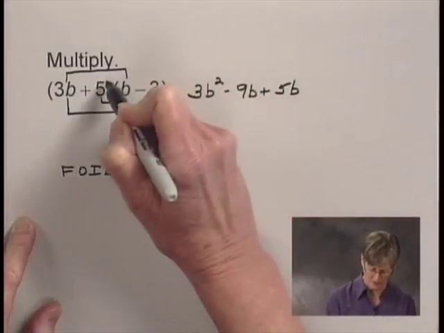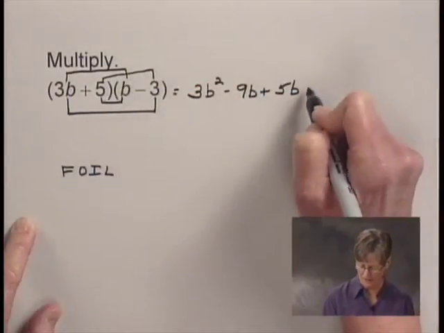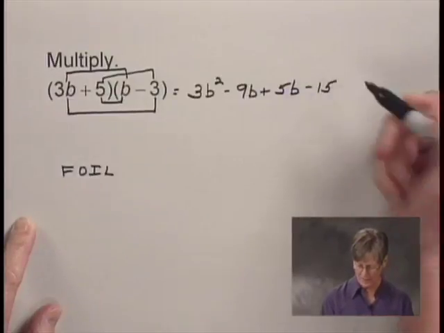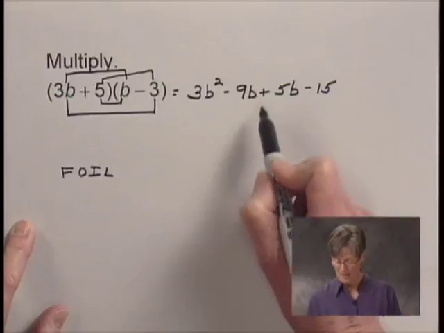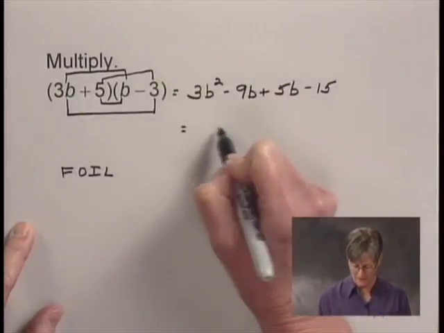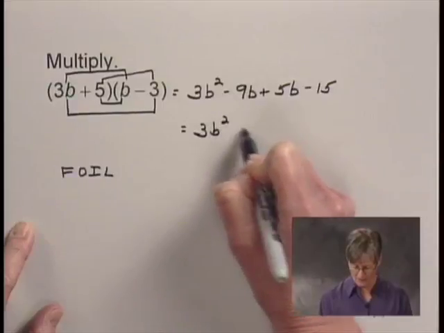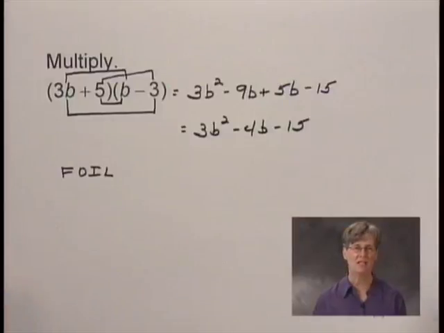And finally, the product of the last two terms of each binomial gives us 5 times negative 3, or negative 15. And now we need to look and see if we can collect like terms. And we can do that. Negative 9b and 5b can be collected. So we have 3b squared minus 4b minus 15 for the product.